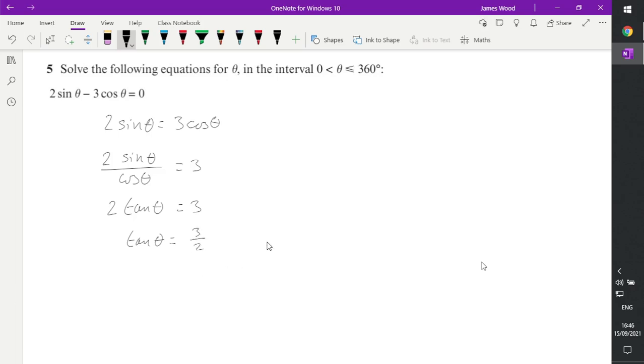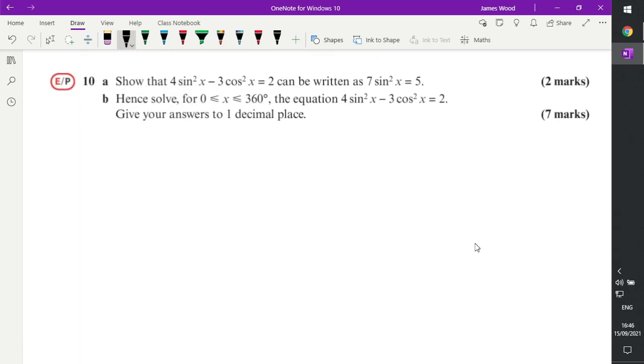And then I can solve this as I would normally. So inverse tan 3 over 2. My first solution is 56.3. My next one, add on 180, 236.3. And those would be my solutions there. So we can use these identities to help us.